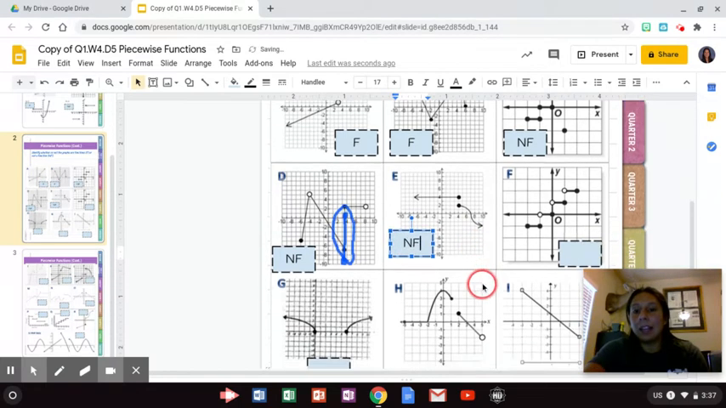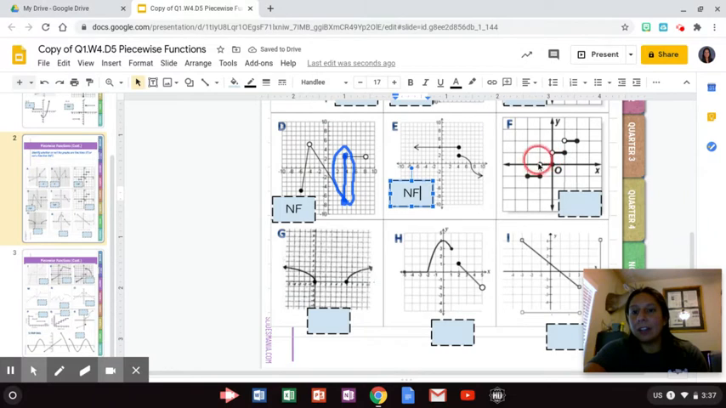F, if I were to draw my vertical line on F going up and down, it would only hit 1 point at a time. You'll notice that these two, a closed and an open, stacked on top of each other is okay. It's okay to have a closed and an open. It's not okay to have 2 closed circles. So that's a function. G, if I were to draw a vertical line through the graph, it would pass the vertical line test. So this is called a function.